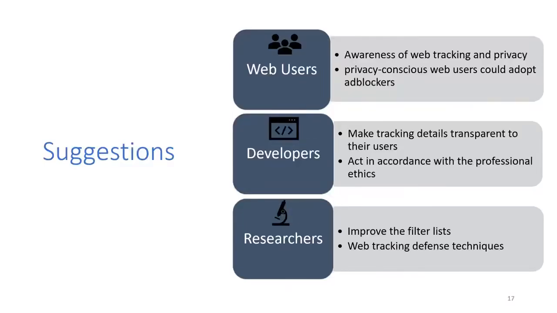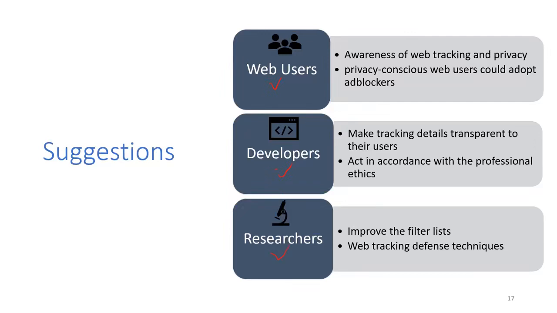From what we observed in this study, we tentatively give some suggestions to different groups of people. For the first group, web users, the most important thing is to improve awareness of web tracking and user privacy. Second, we suggest some web users use ad blockers to protect themselves from being tracked. For developers, we hope they can provide web users with data transparency. And they should also act in accordance with professional ethics, like respecting user privacy.